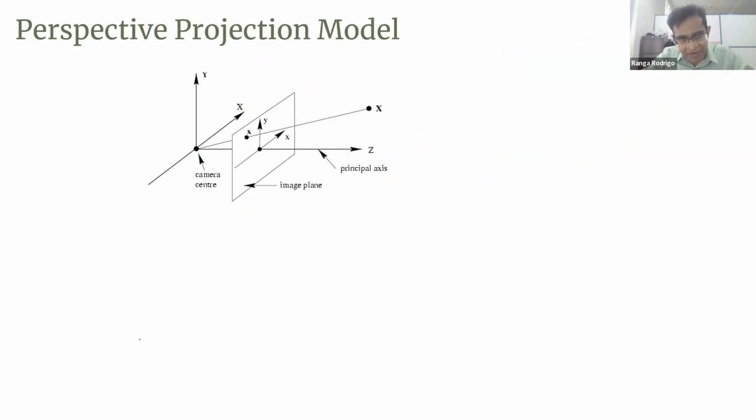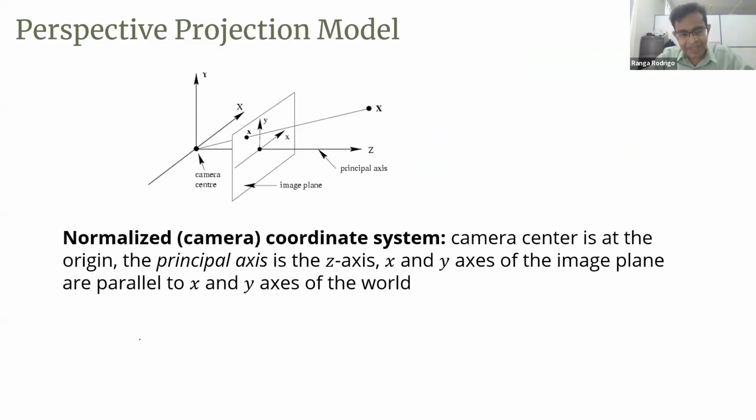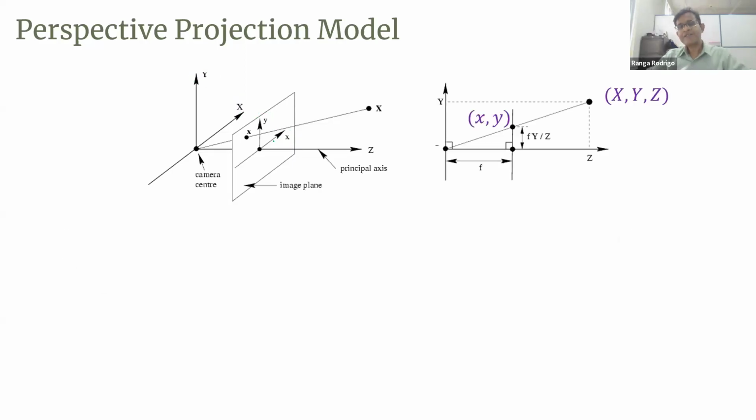Okay, so now let me draw a two-dimensional version of that. Normalized camera coordinate system: camera center is at the origin, principal axis is z-axis, x and y-axis of the image plane are parallel to the x and y-axis of the world. You can see this is the y-axis of the image. This is the y-axis of the world. They are parallel. This is the x-axis of the image. This is the x-axis of the world. They are parallel. Z-axis, they coincide. Okay, so this is the geometry drawn in 2D.